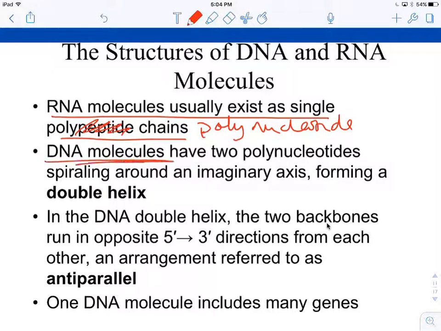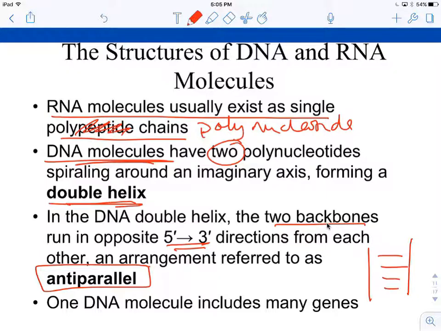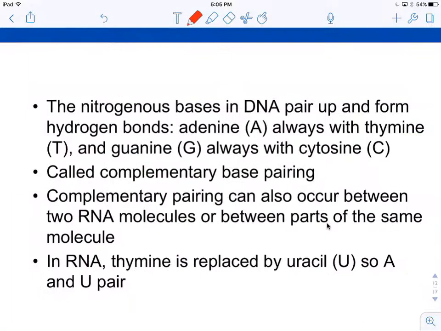DNA molecules have two nucleotide chains that kind of spiral around together, forming a double helix. In DNA, the backbones run in opposite directions, 5' to 3', and we'll show that on the next slide. And this is called anti-parallel. So it has two sides, right? One goes 5' to 3' in this direction. The other one goes 5' to 3' in that direction. And one DNA molecule is very long and it can include many, many genes.